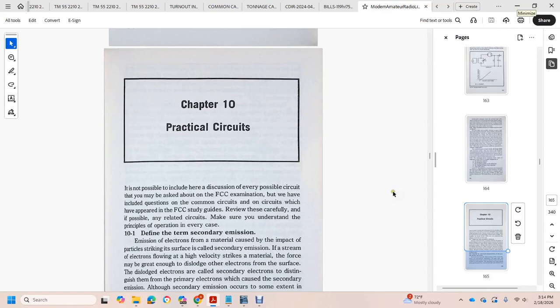Alright, Chapter 10, Practical Circuits. It's not possible to include a description of every possible circuit within the FCC communication.